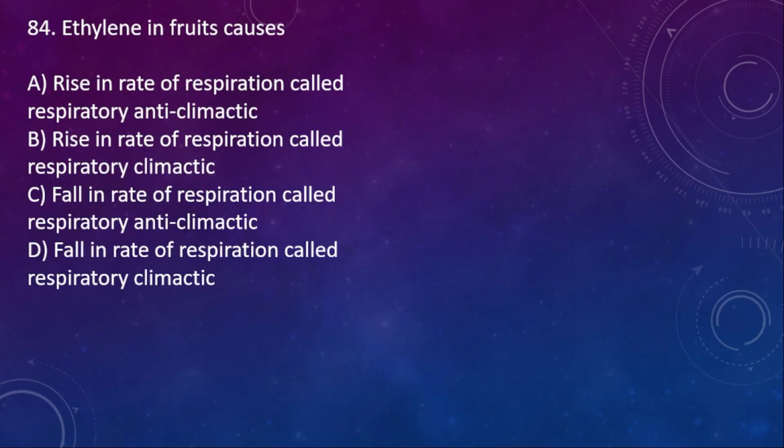Ethylene promotes that. 84. Ethylene in fruits causes A. Rise in rate of respiration called respiratory anticlimactic. B. Rise in rate of respiration called respiratory climactic. C. Fall in rate of respiration called respiratory anticlimactic. And then D. Fall in rate of respiration called respiratory climactic. So here the right option is option B. Rise in rate of respiration called respiratory climactic.